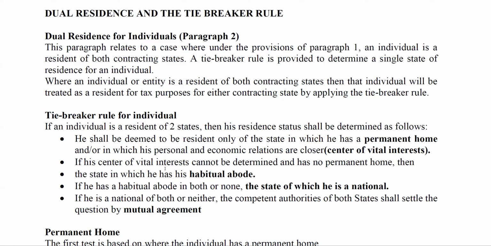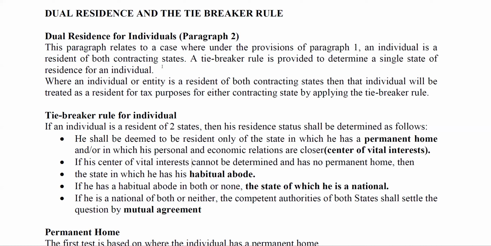So this paragraph relates to a case where under the provisions of paragraph 1, an individual is a resident of both contracting states. So a tiebreaker rule is provided to determine a single state of residence for an individual. Where an individual or entity is a resident of both contracting states, then that individual will be treated as resident for tax purposes of either contracting state by applying the tiebreaker rule.